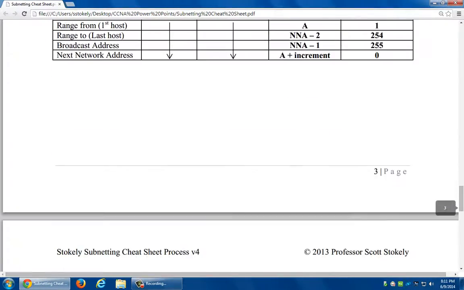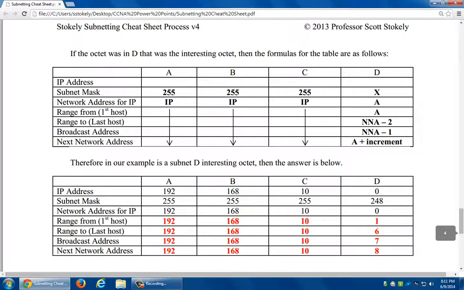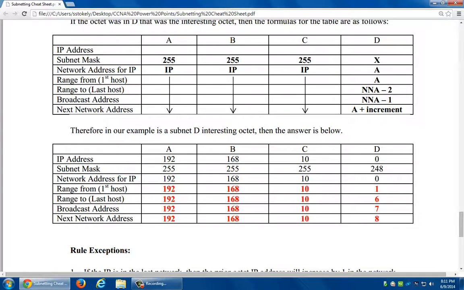So here's just a little way of doing this. Let me get down here so you can see. Remember, we were in our D octet, right? And I'm going to change some of this information right here. Our next network address is going to be our A value plus 1, by the way, our A value plus our increment. So if we had 0 here and our increment's 8, that would be 8. My next network address minus 1 would be .7. My next network address minus 2 would be .6. So here's how you filled in the table.